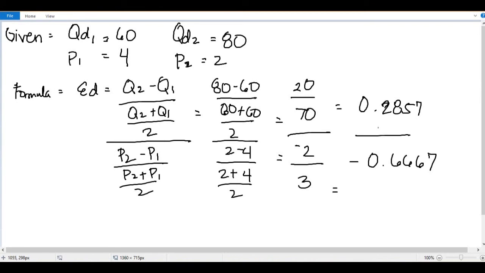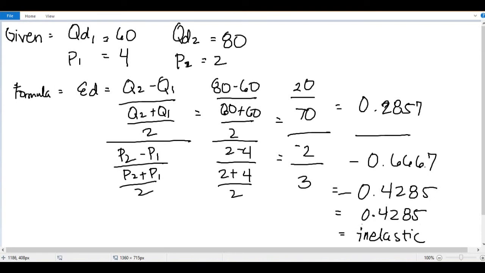So we divide 0.2857 divided by negative 0.6667 is negative 0.4285. So the absolute value we get 0.4285, which is also less than 1. So this is inelastic. Okay, less than 1.